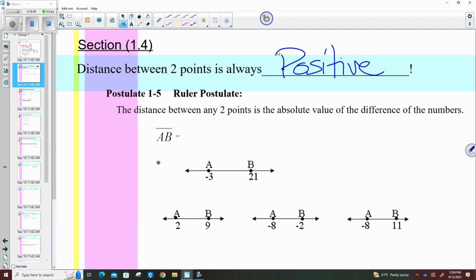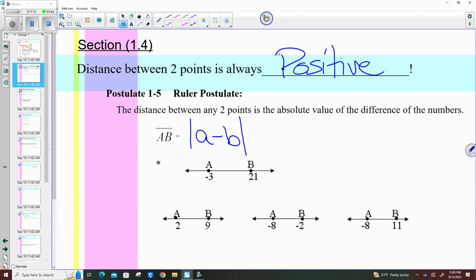So when I want to know how far it is between 2 points, maybe I have a number line and I can just count it, but maybe I just know locations. And if I know their locations, I can subtract their locations and then take the absolute value of that subtraction. And I'm going to show you how that works. We have A at -3 and B at 21.